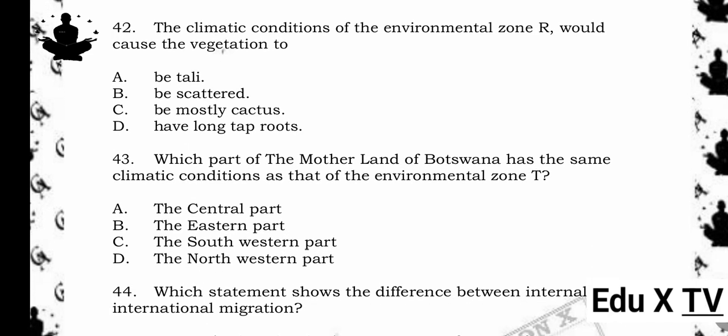42. The climatic conditions of the environmental zone R would cause the vegetation to A. Be tall. B. Be scattered. C. Be mostly cactus. D. Have long tap roots. The answer is A. Be tall. Reason being, with plenty of rainfall and warm climate, Zone R supports tall and dense vegetation.